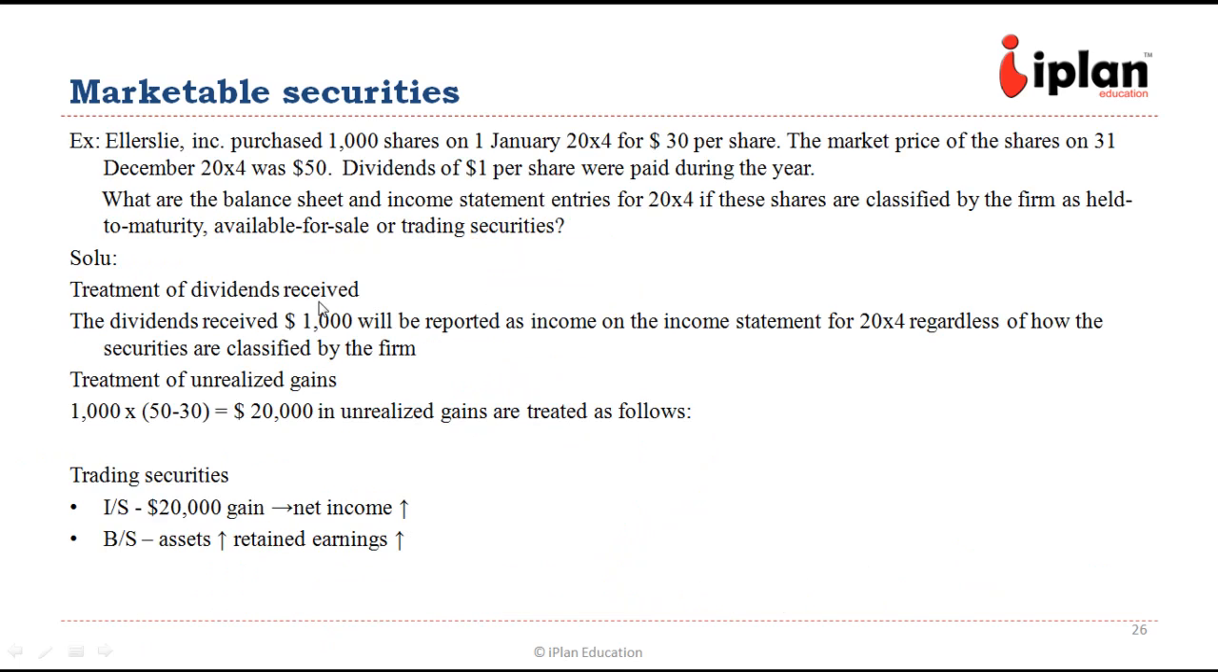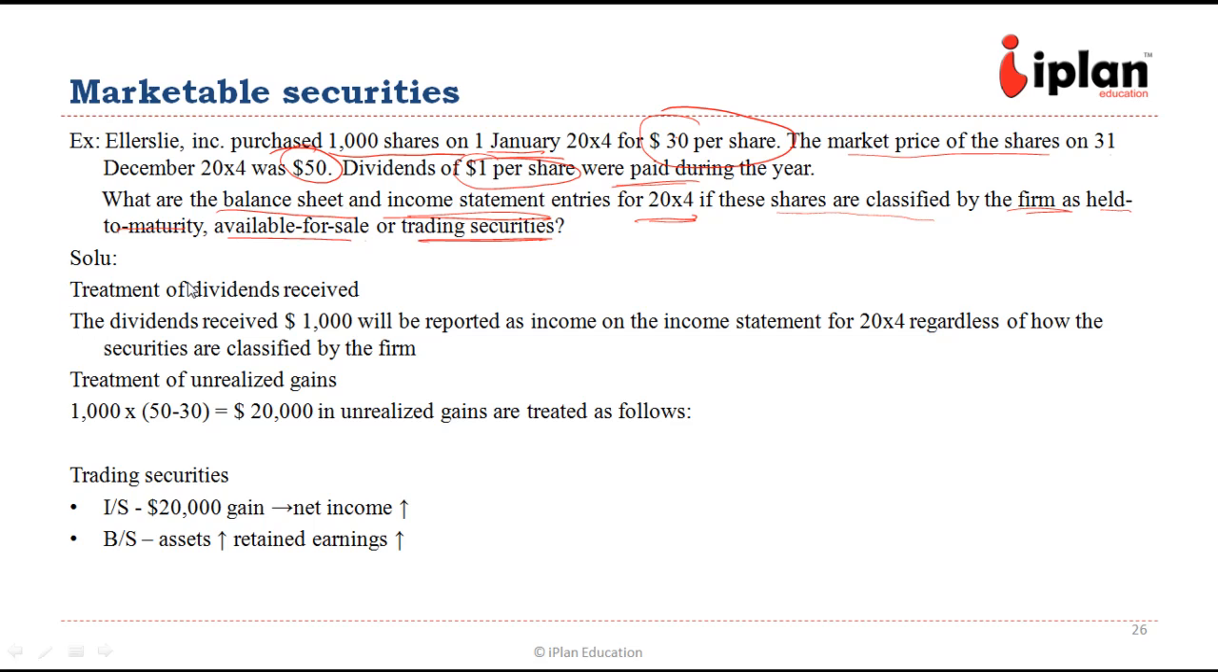Now in order to clarify this issue further, let us take a numerical example. The company purchased 1000 shares on 1st of January for $30 per share. At the end of the year, the market price became $50. A dividend of $1 per share was paid in that year. Now the question is asking the balance sheet and income statement entries for that year if these shares are classified by the firm as held to maturity, available for sale, or trading security. So we need to find out the treatment in all three cases.